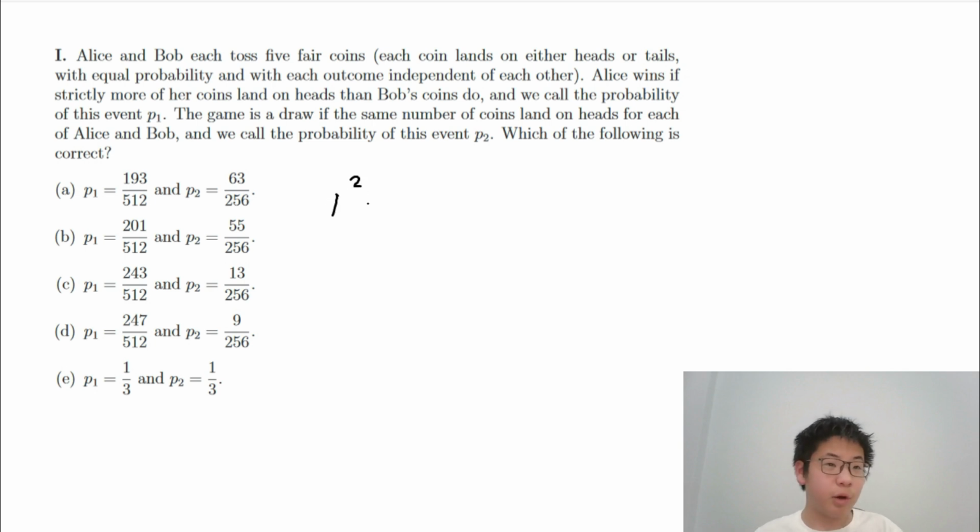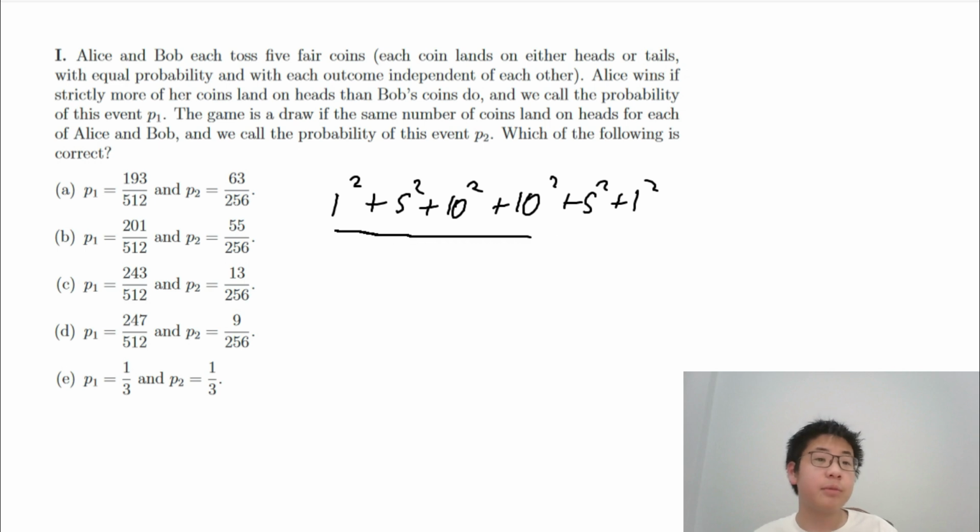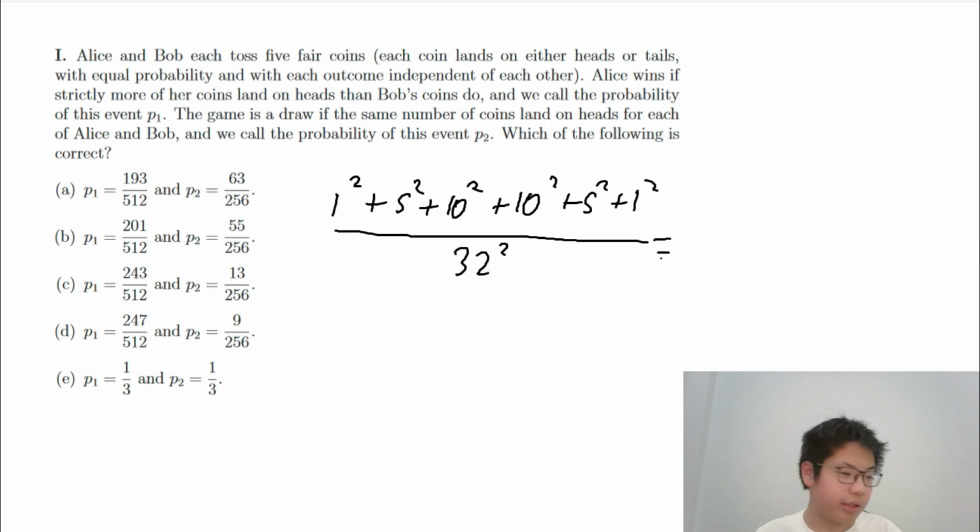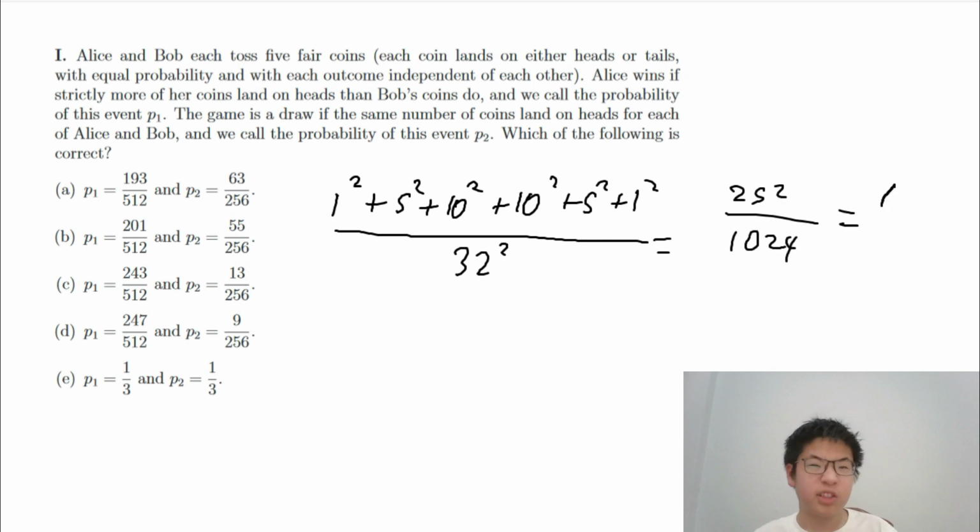So let's suppose we have (1 squared plus 5 squared plus 10 squared plus 10 squared plus 5 squared plus 1 squared). This is so because Alice and Bob have the same number of heads, so it is possible to just square all the probabilities. And then the common denominator is 32 squared, which is 1024. So it turns out that if we simplify this fraction, then we have 252 over 1024, which equals 63 over 256. Now that is the probability of the draw.